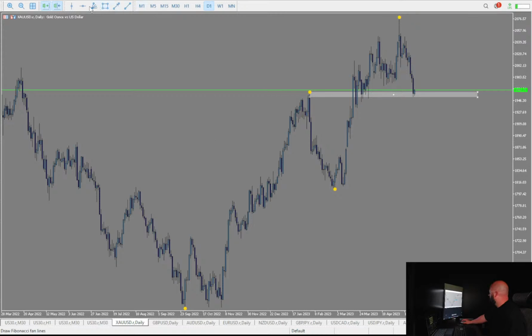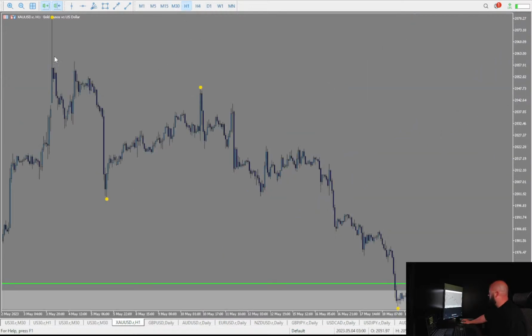So now what we got to do is the same thing. Fib fan, we're going to drop that break just like that on that dot. And granted, this is the daily setup, okay? So this is where we're at on the daily. We're going to at least jump down to the hour. You know I like to do gold on the hour.